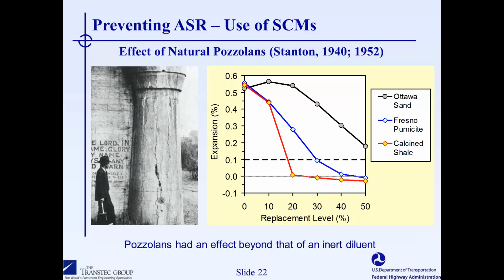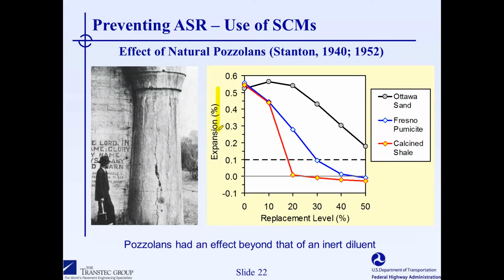We have known about the ability or the potential for natural pozzolans to control alkali silica reaction ever since Stanton's very first paper in 1940. Stanton showed us that the pozzolanic cements could be an effective control. This actually shows some of Stanton's data.